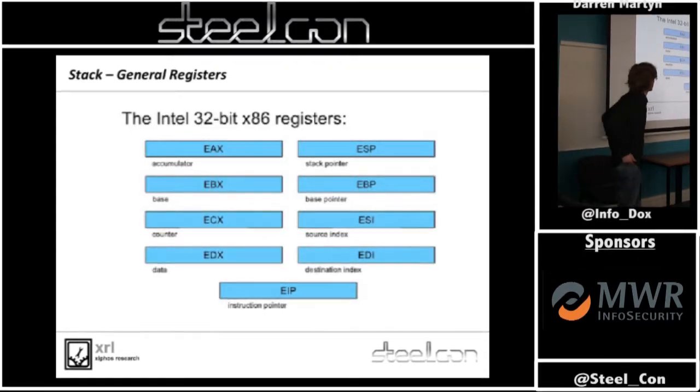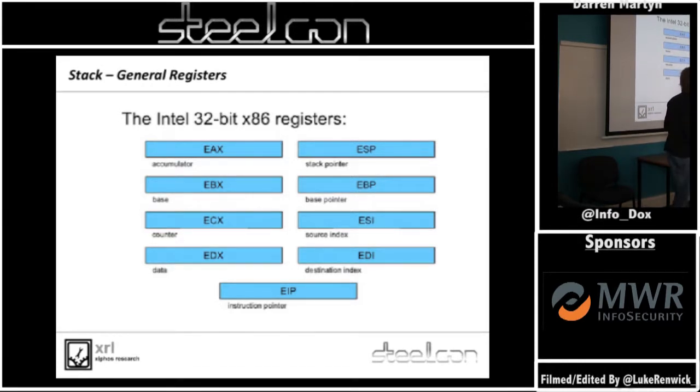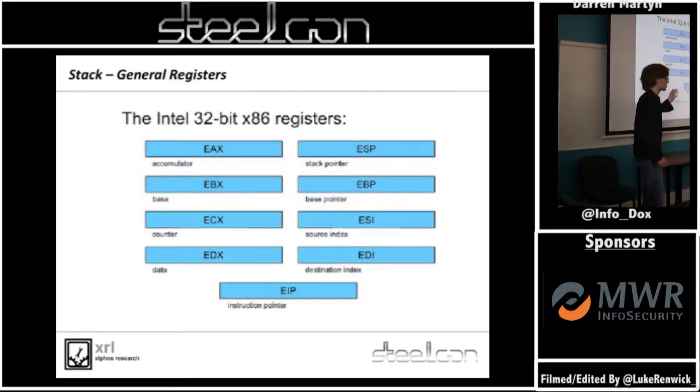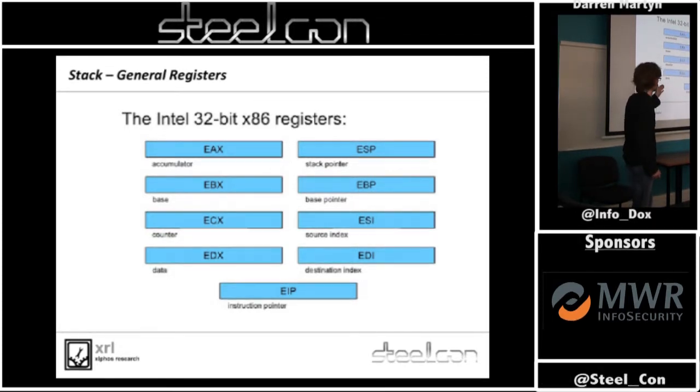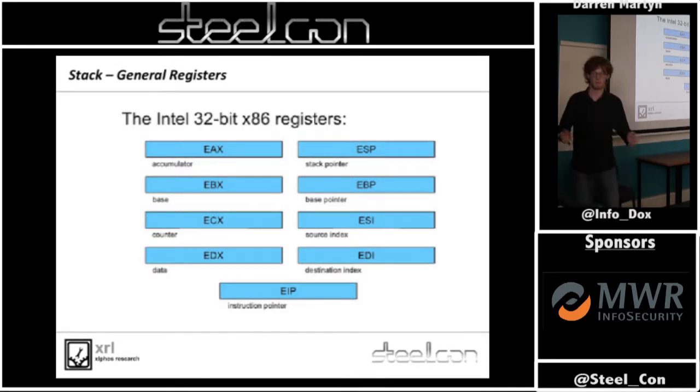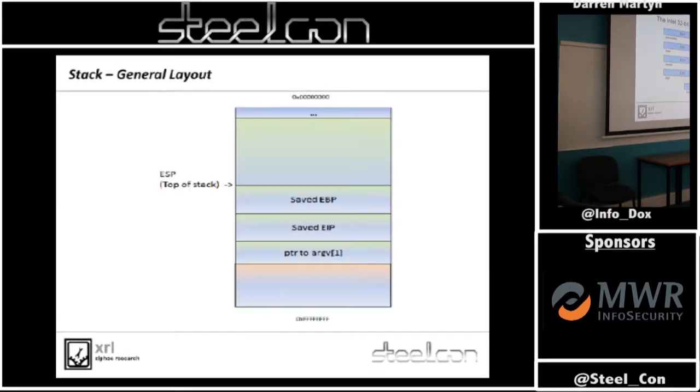On 32-bit x86, these are registers. We've got EAX, ESP, all these registers. We don't care about most of these. We care about this one, EDX, and EIP. EIP is the important one. Extended instruction pointer. That points towards the next bit of code to run. In exploit development, that's what you care about. The rest of them are not so important.